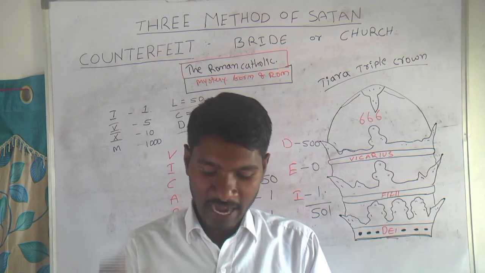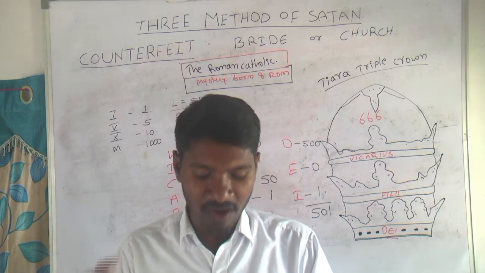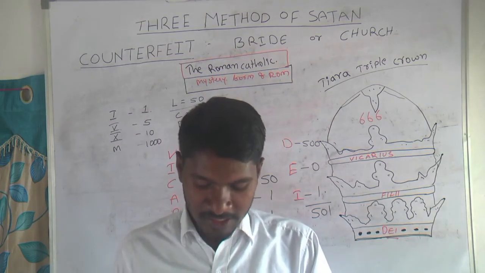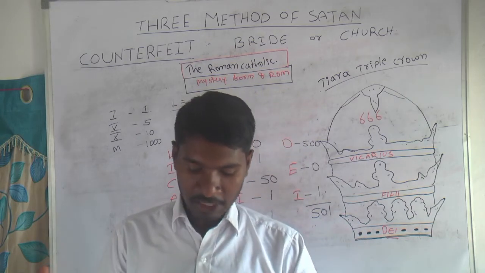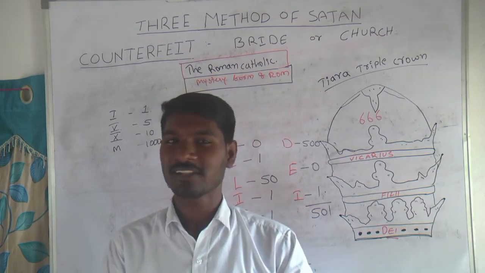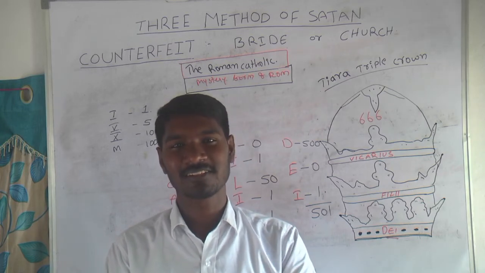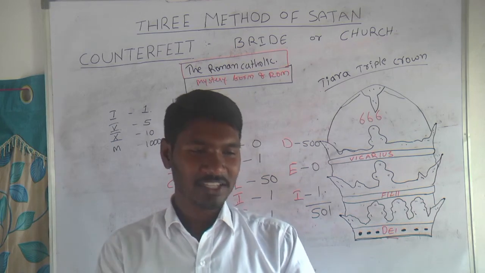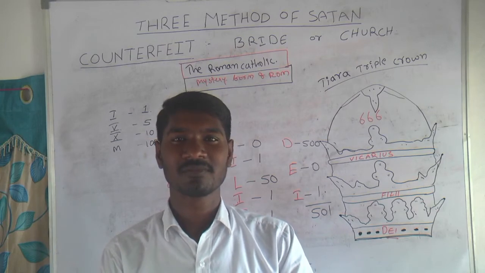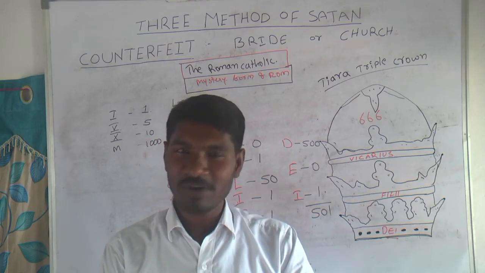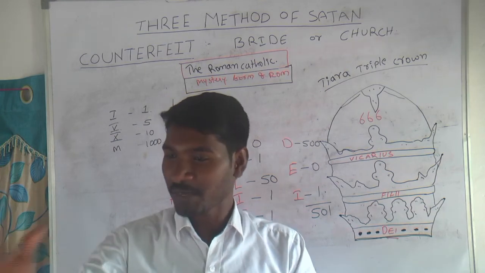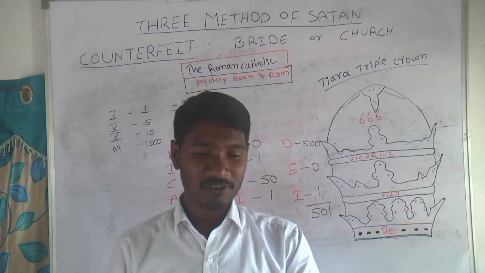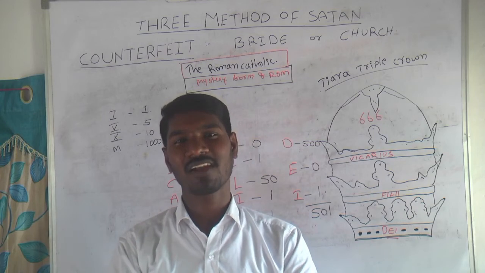And the mission of the Catholic Church has always been to bring the world to the feet of the Pope. Don't forget this. And Rick Warren says Catholics and Christians have the same mission. See, this foolish fellow is also telling like that. Will you prove that thing? That the Catholic and Christian missions are the same? No. You never say like that. Their mission and our mission are totally different. There is a big gulf between their mission and our mission.